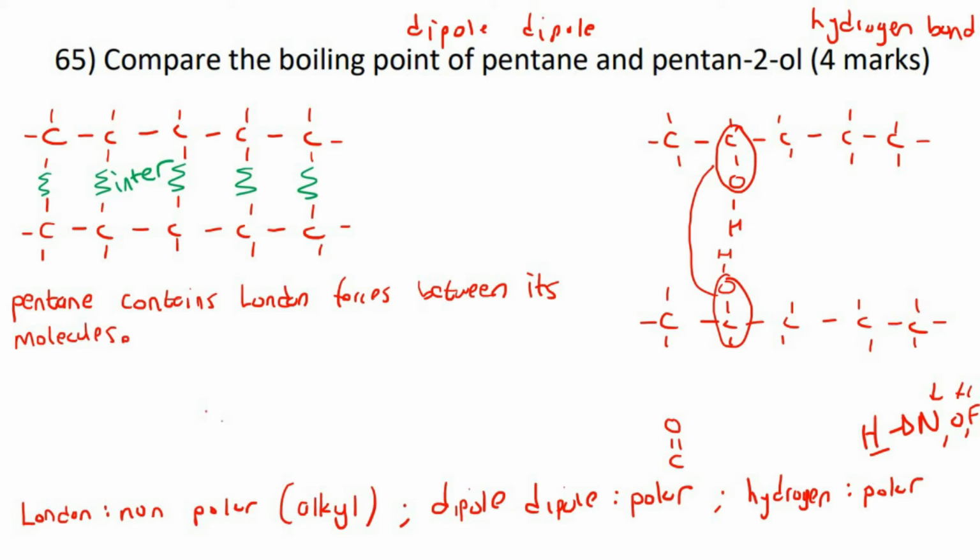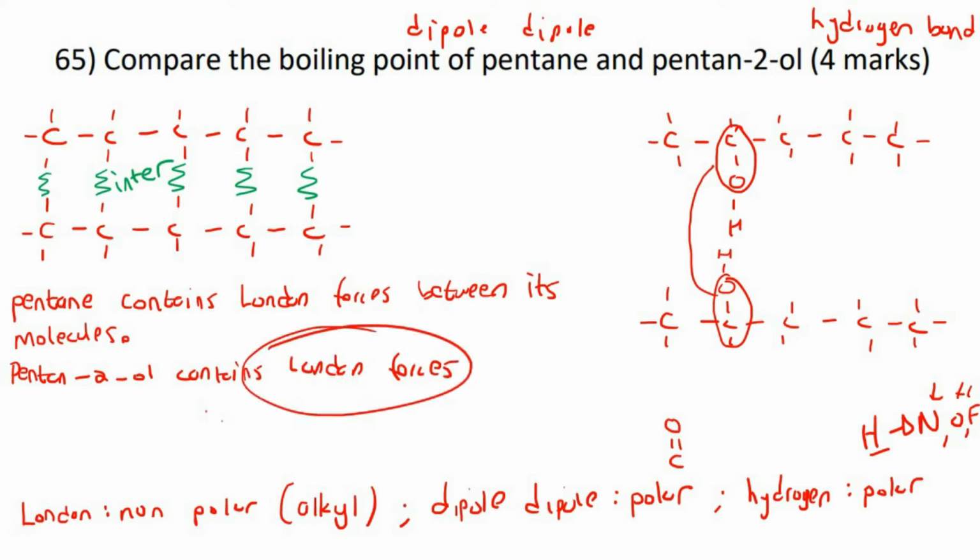Okay. Then what you do next is you say what the other molecule has. You're not comparing them just yet. You're just saying what they have. You could say pentan-2-ol contains London forces. Some teachers will only ask you to mention the most dominant one, the strongest one. But I'm rather just going to give you the whole spectrum, so you can take from it what you want. Some teachers would only mention the hydrogen bonding, but I'm just going to mention everything.